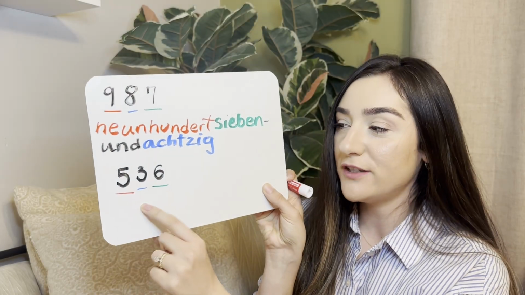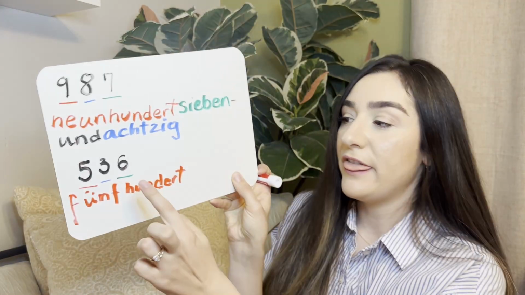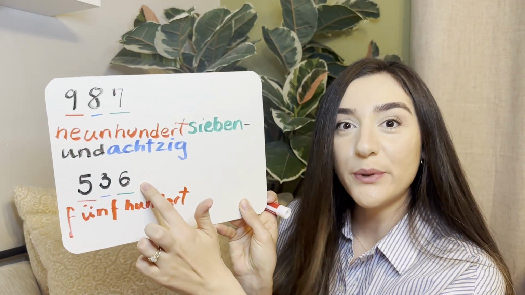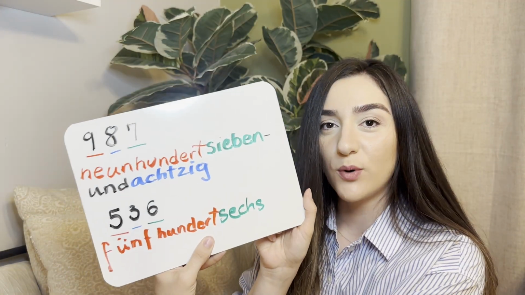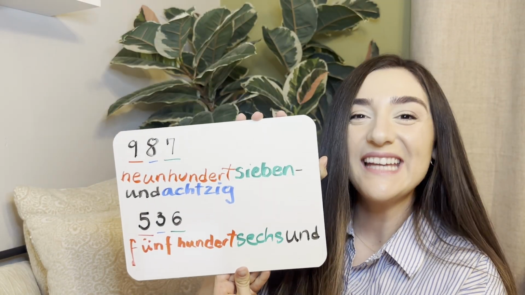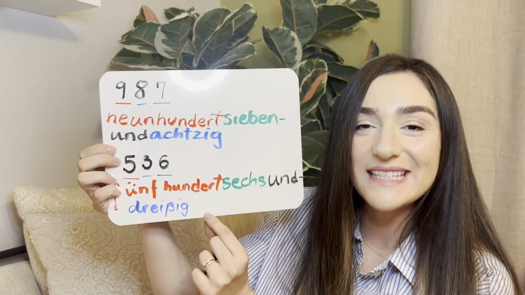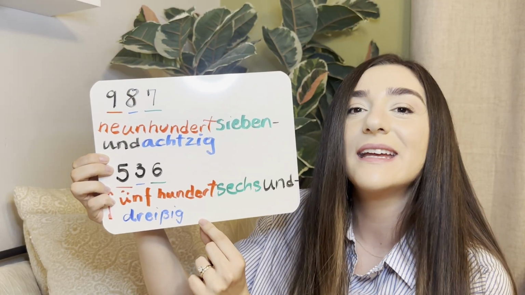Next up, 536. I start with 500. Then I'm going to go ahead and write our number 6. Then I'm going to write the word und and then the word 30. So we're noticing that 30 ends with the ending ßig and not the ending zig.